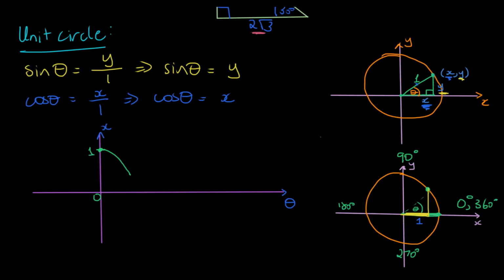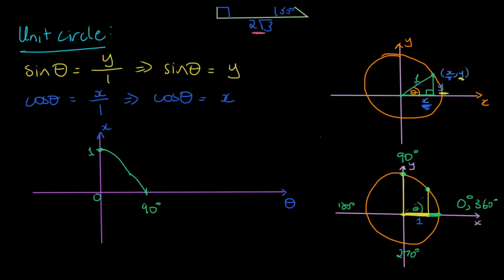As we make it to theta equals 90 degrees, well, let's measure how far along the x-axis we are. We can see we're at 0. We're not along the x-axis at all. So when theta equals 90, we're at 0.